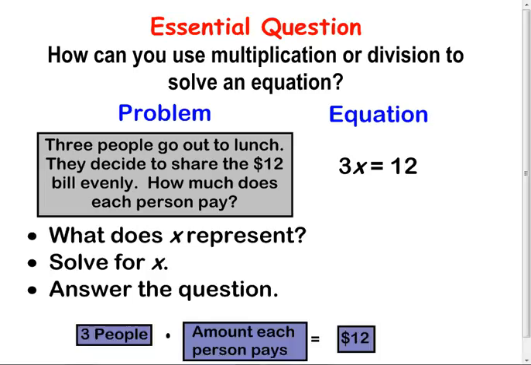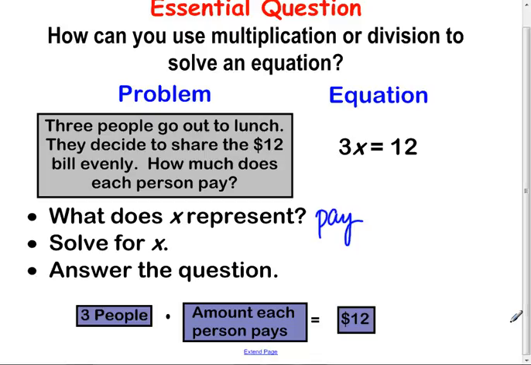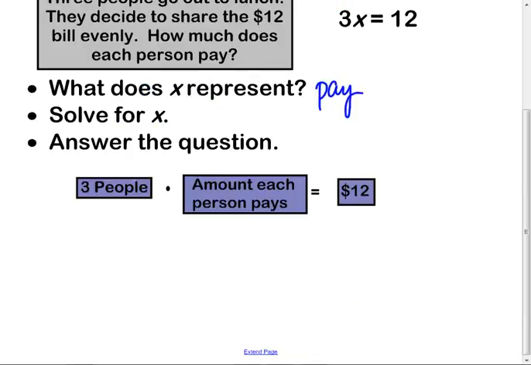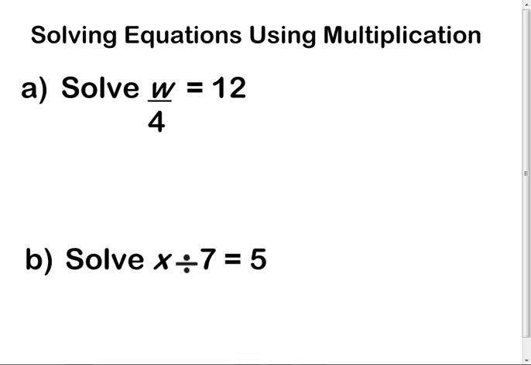What does X represent? X represents what you're going to pay. We can solve for X and answer the question. You can always use algebra to solve those questions. Personally, I just sit there and think, okay, got to divide it up evenly. 3 people times the amount each pays is $12. Well, here's some more problems. I'm going to let you try these. Okay? So we're going to work on our packet for now.